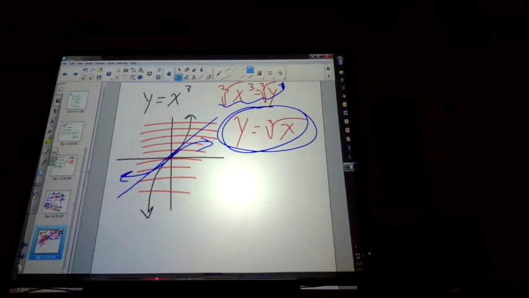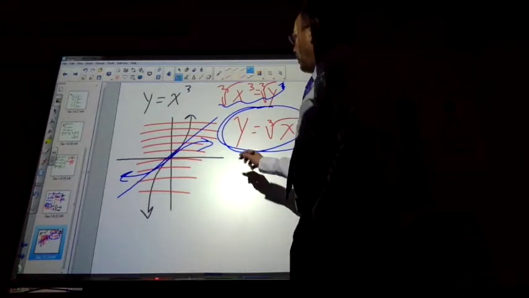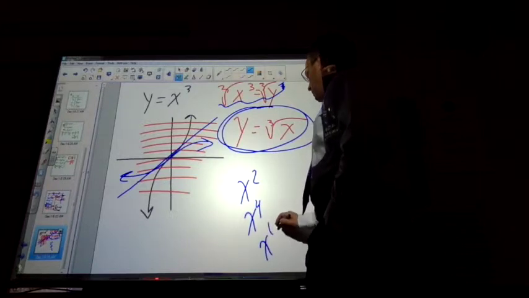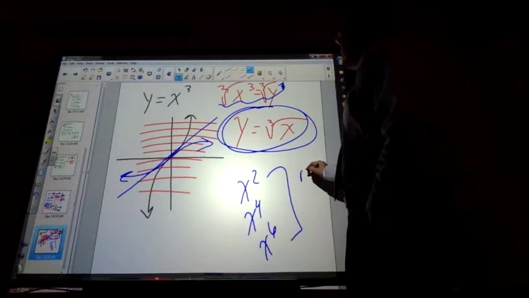Okay? So, the original graph of x to the third is a 1 to 1 function. Means for every x value, there's exactly one y value. The y value or the range doesn't repeat. But then if you were to have something that was squared, or to the fourth, or to the sixth, these graphs have to have a restriction.